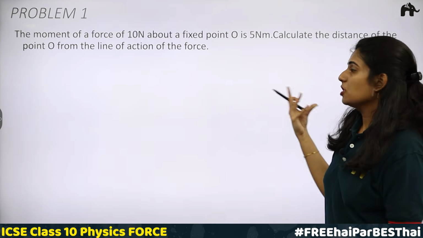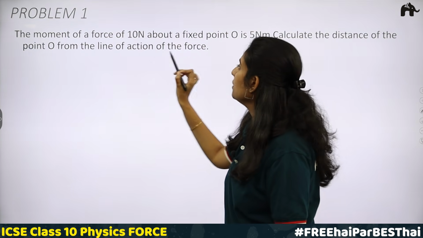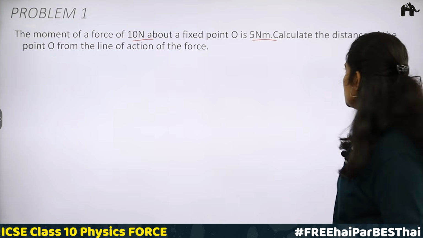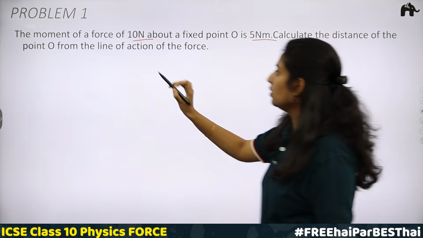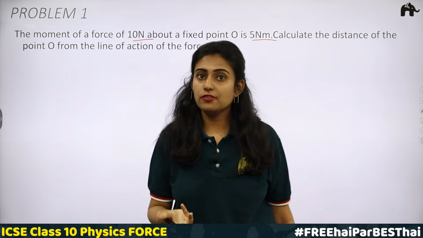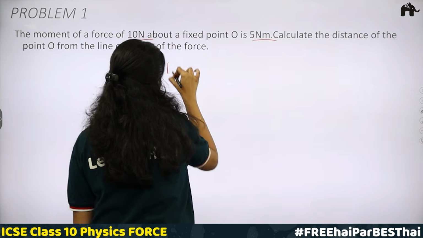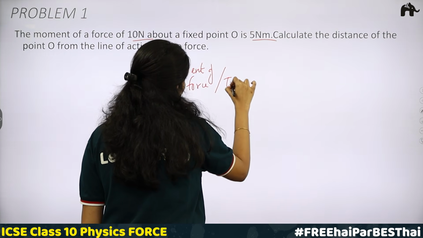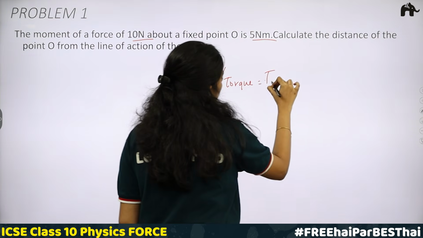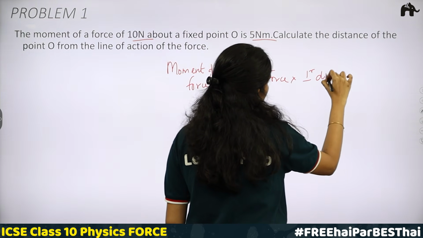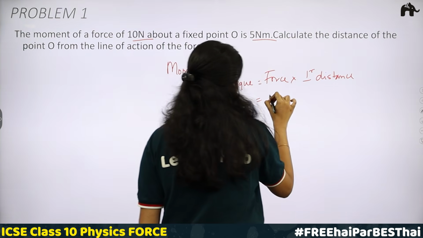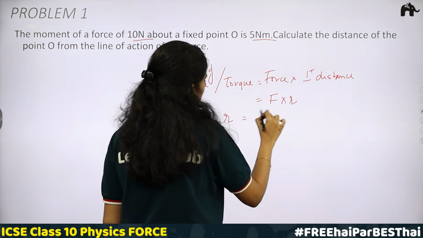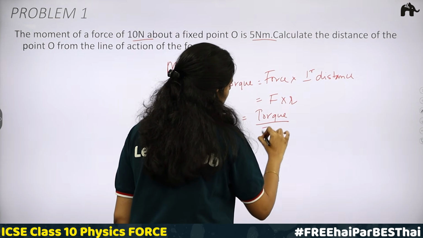Okay, let us do some problems from the numerical part. Problem 1. The moment of a force of 10 Newton about a fixed point O is 5 Newton meter. Calculate the distance of the point O from the line of action of the force. We have to find the perpendicular distance. What is torque or moment of force? Moment of force or torque is equal to force into perpendicular distance, that is F into R. We have to determine what R is. R will be equal to torque divided by force.